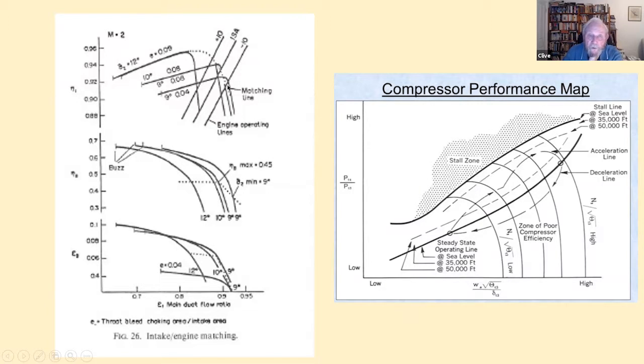We chose to design the aeroplane for ISA +5, which meant it was operating somewhere in this region.